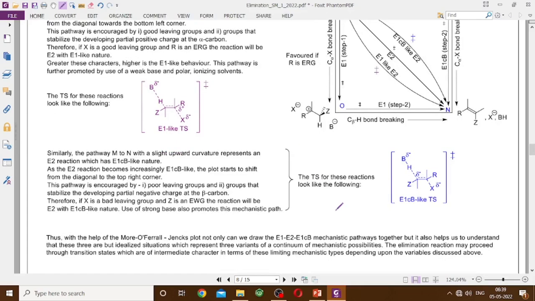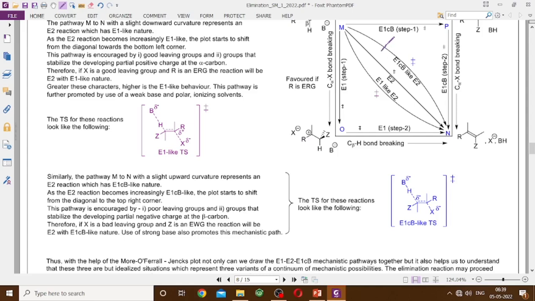And on the other hand, if the transition state is such that there is a buildup of the negative charge on the beta carbon, then it means the CX bond has not broken that quickly, therefore X is a relatively bad leaving group. The base is very strong, and the hydrogen is acidic, which means to stabilize the delta negative charge here I must have something, which is the Z, therefore Z being an electron withdrawing group promotes the E1CB like transition state. But remember, this one, that one, everything is E2, but their nature of transition state is different.